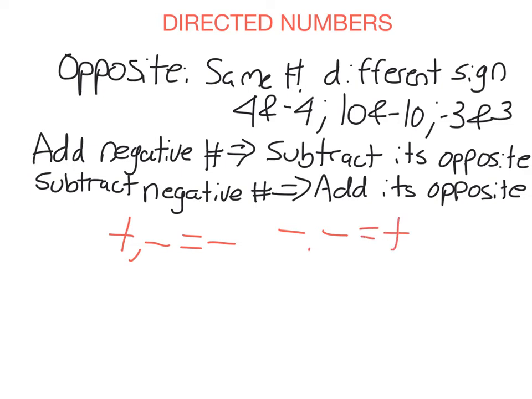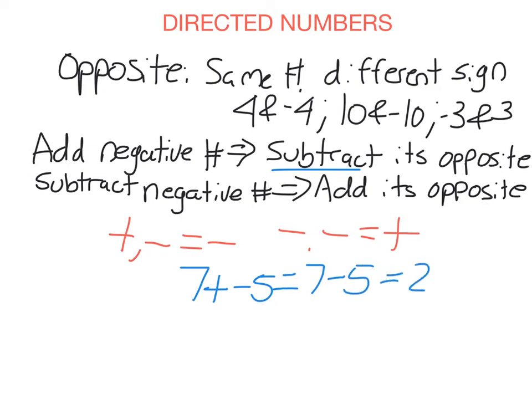So let's do a few examples to get this right. So let's say I have 7 plus -5. So I'm adding a negative number. So I need to subtract its opposite. So the opposite of -5 is +5. So that's the same as 7 minus 5. You all know that that's just equal to 2. So let's say I have 4 subtract -3.